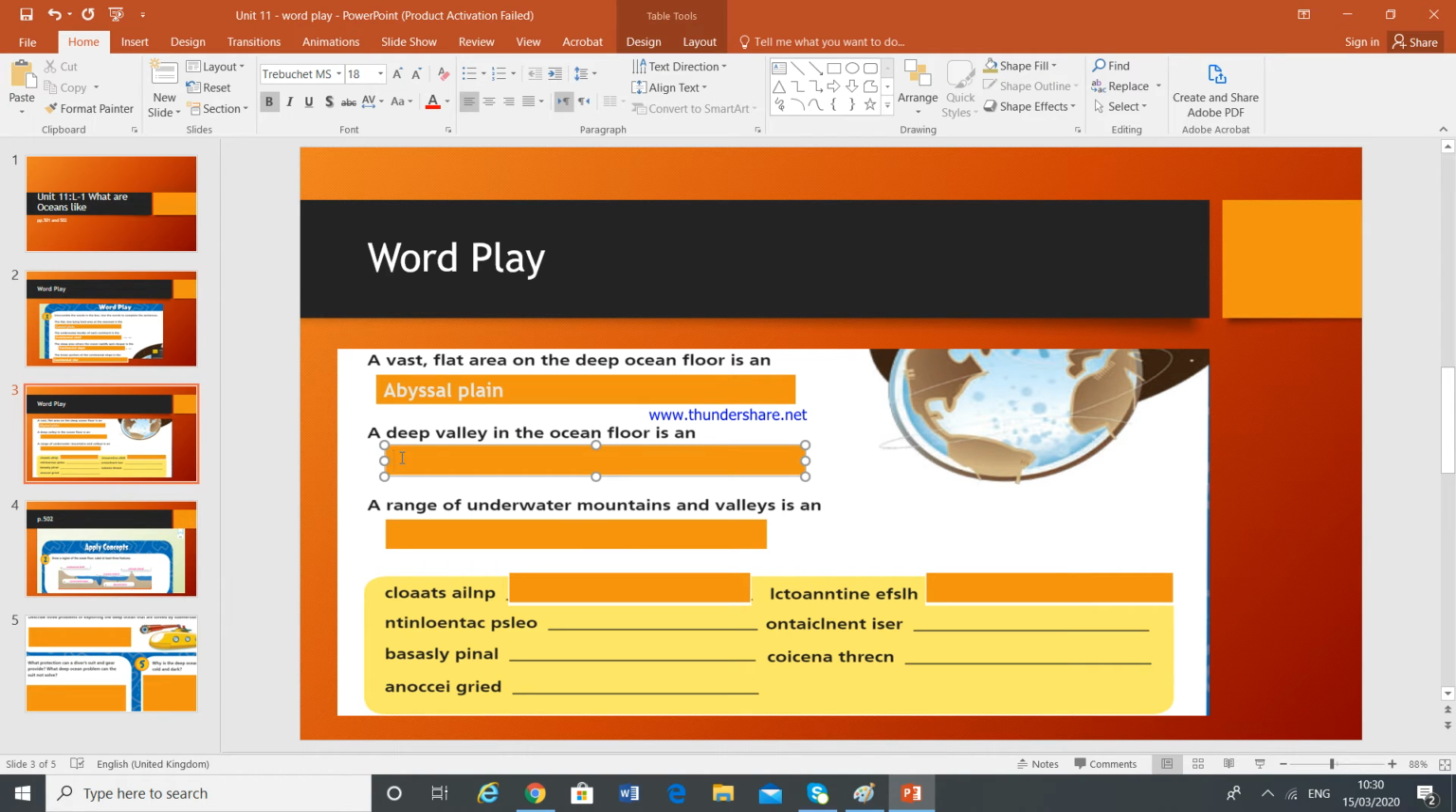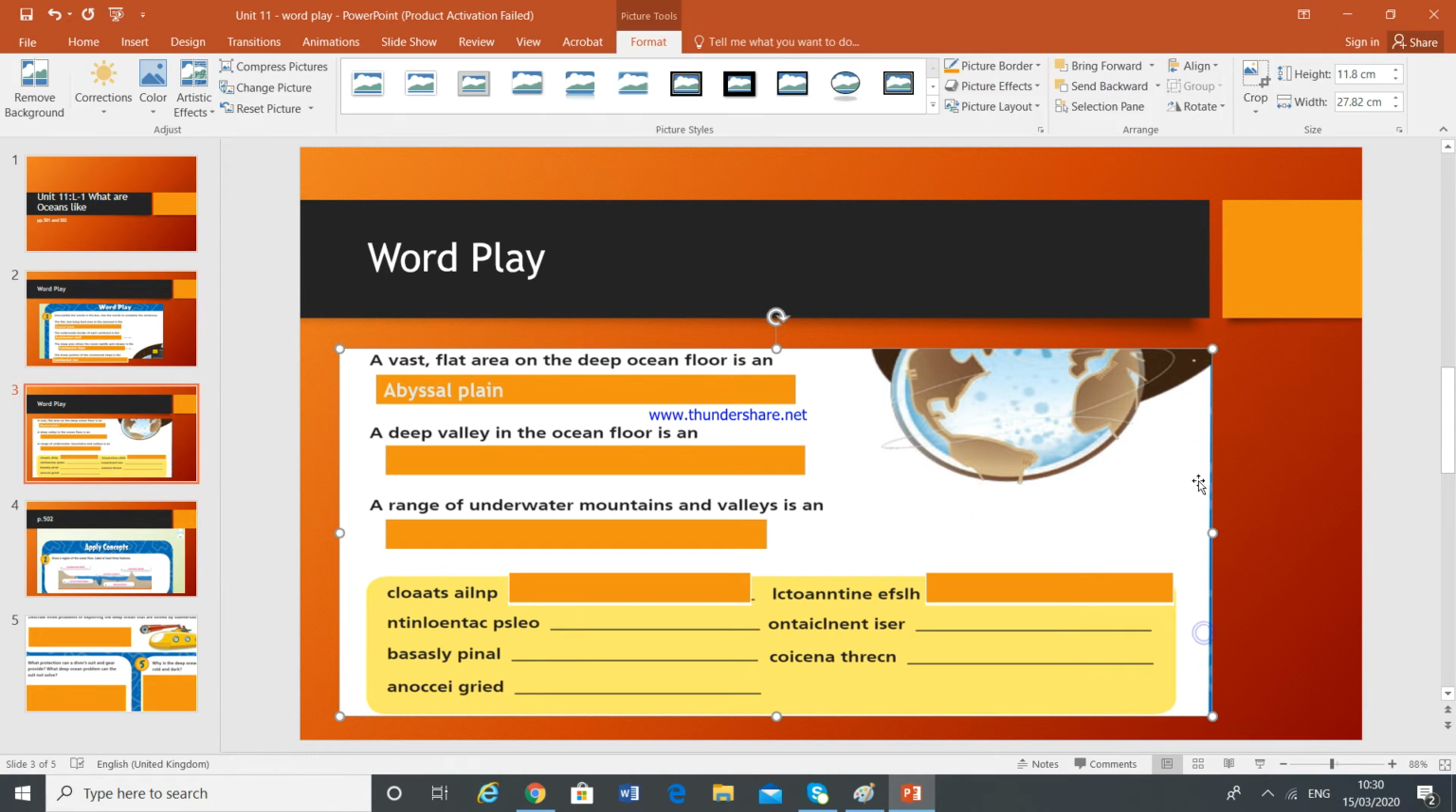Okay, next, a deep valley in the ocean floor. Again, it's like a V-shaped valley. You might get confused between the continental slope and the deep valley. Actually, the continental slope has to continue with the continental shelf, but a deep valley can be deeper than the plain. It will go deep inside the plain, and that's the reason it is V-shaped, and it's called a deep valley in the ocean floor. Let me show you the picture here again.